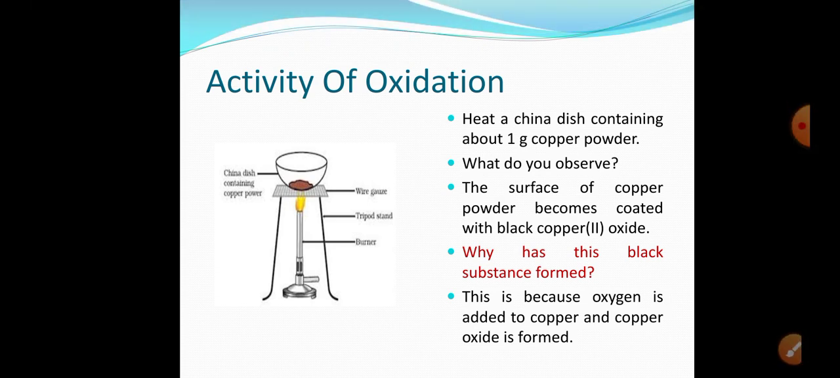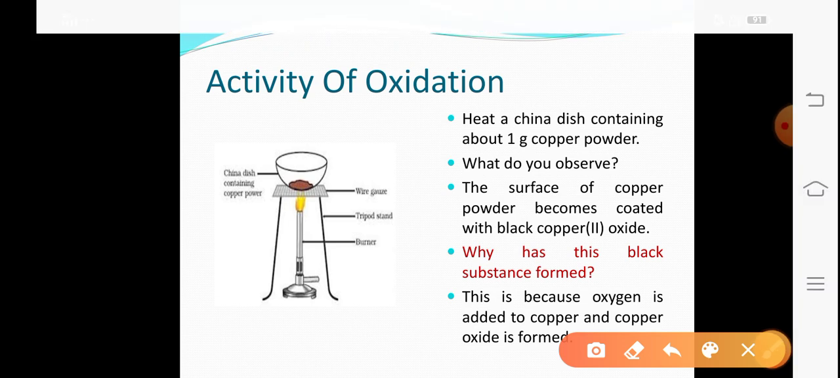Now let us learn more about oxidation by this activity. Heat a china dish containing about 1 gram of copper powder. What do you observe? The surface of the copper powder becomes coated with black copper oxide. Why has this black substance formed? This is because oxygen is added to copper and copper oxide is formed.